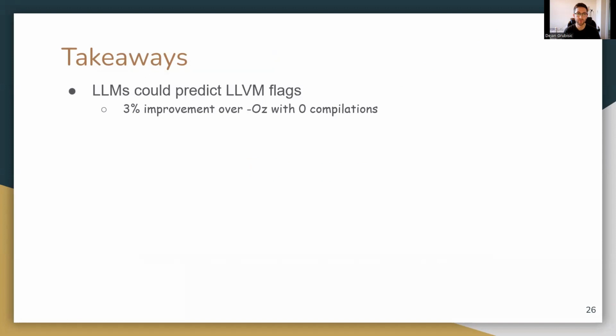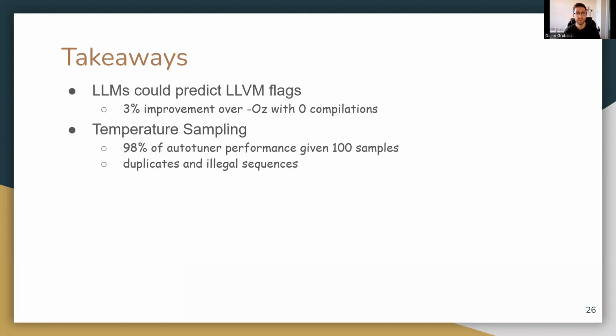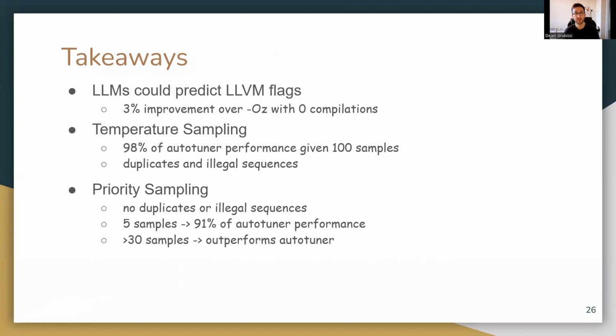With this, I would like to finish and once again repeat the takeaways. The first one is that a large language model can predict LLVM optimization flags pretty successfully, originally getting about 3% improvement over the default -Oz optimization without any compilations. Next, with temperature sampling, we are getting about 98% of the autotuner's performance with 100 samples, but this creates duplicates and illegal sequences. With priority sampling, we create no duplicates or illegal sequences because we use regular expressions to expand only sequences that are legal according to our grammar, and we have no duplicates because we expand only one time from the priority queue, making sure that each next token is going to be expanded with a different continuation. And finally, with 5 samples, we are achieving about 91% of the autotuner's performance, while with more than 30 samples, we are outperforming the autotuner used for training generation.